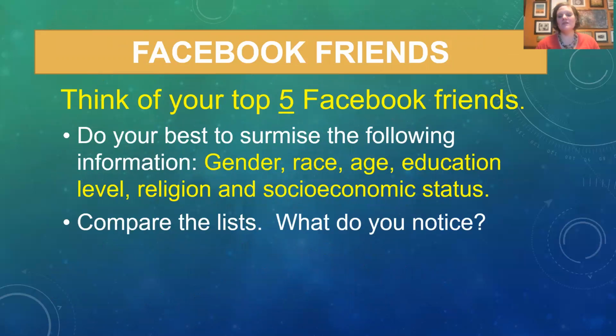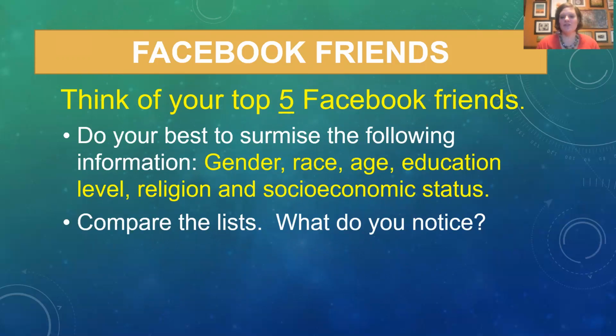This week, I want to talk a little bit more about some basic terms in sociology, and we're going to talk a little bit about immigration, or what happens when somebody moves somewhere different. To get us thinking about who we are and maybe where we live, think about your top 5 Facebook friends, and you can define top as whatever, the people whose posts you like the most or whose information you see more. Then I want you to surmise the following information.